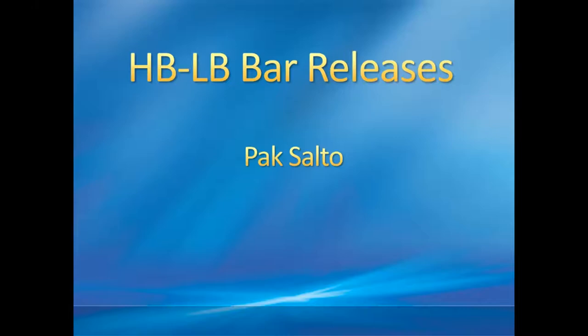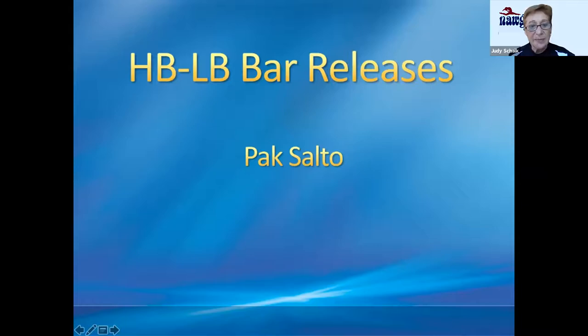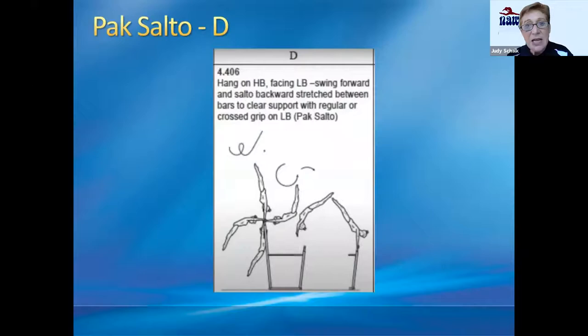Okay, let's do our next high to low bar release, and that is the pak salto. Probably our next most famous release from high to low. It can start from a hang or from a handstand. Swing forward, salto backwards, stretched between the bars to clear support with regular cross grip.